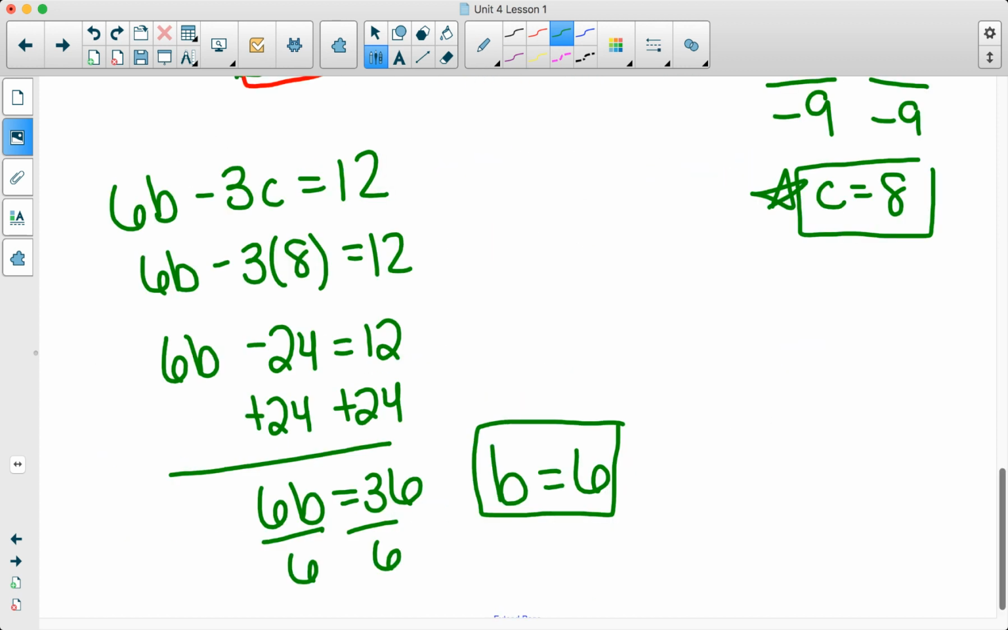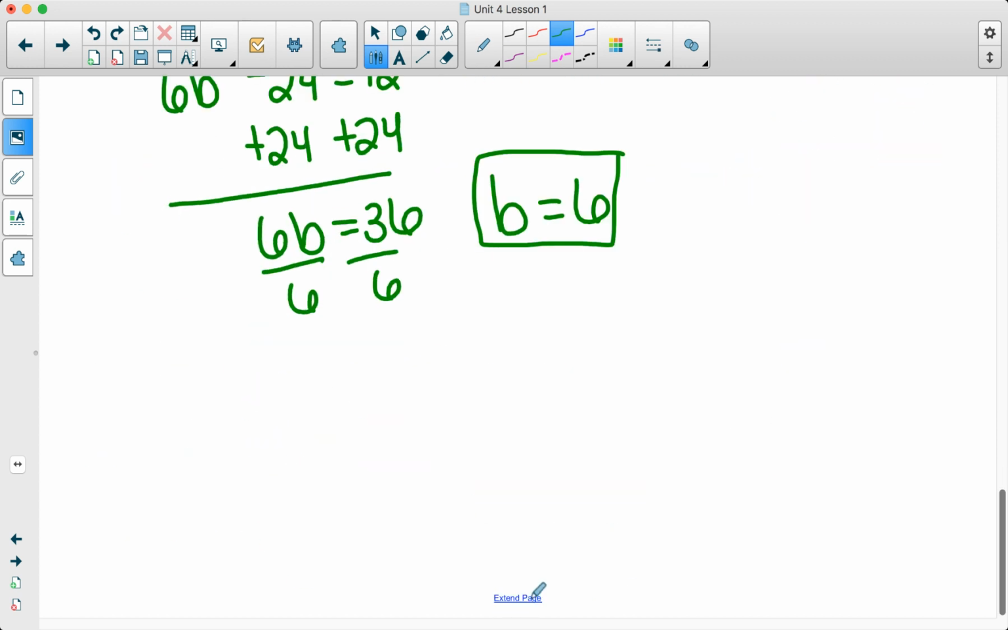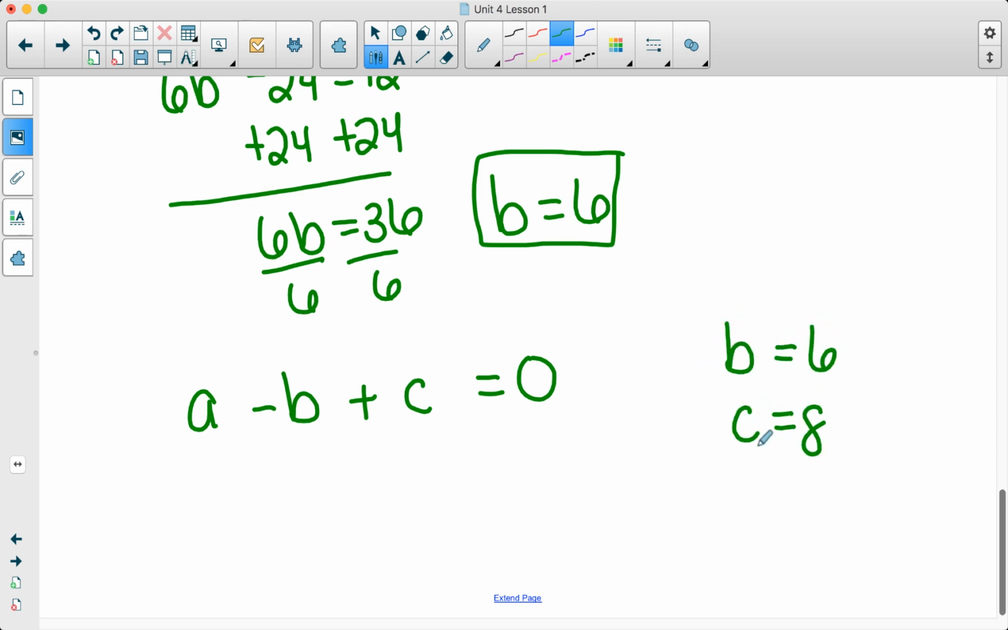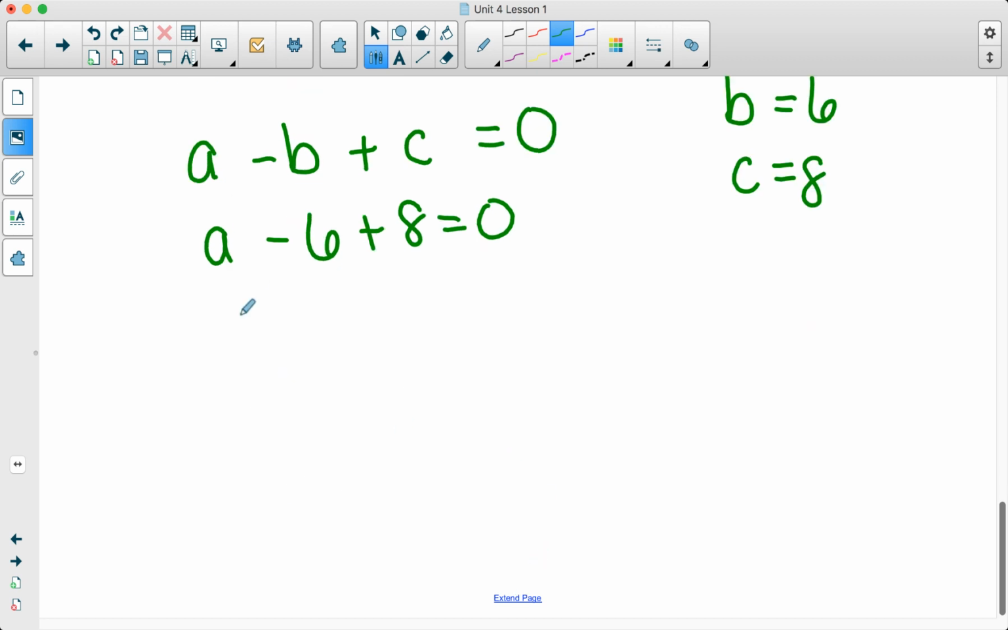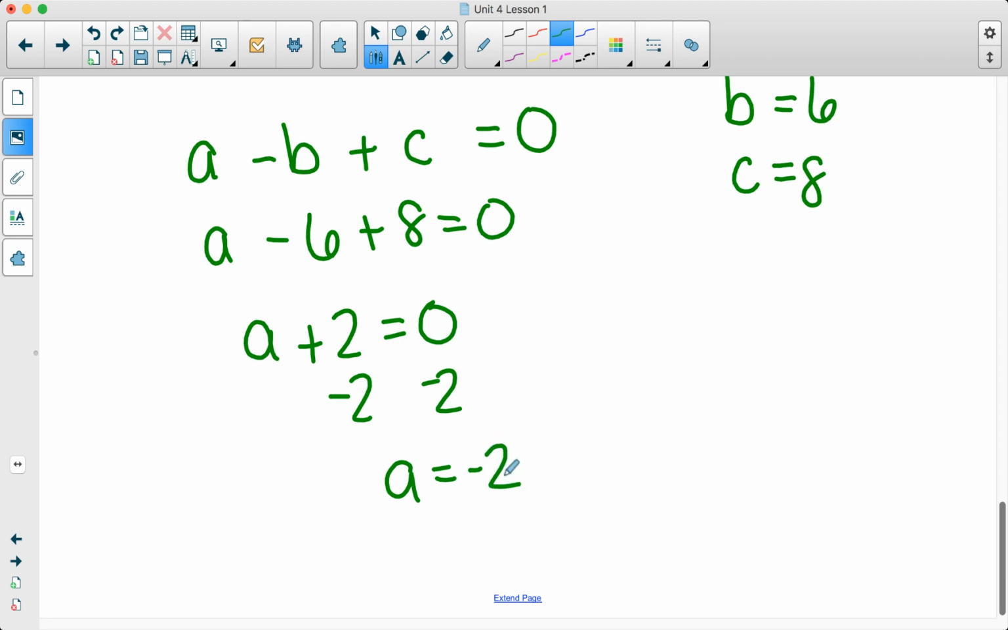So I'm going to go back down. All right, and the original equation was a minus b plus c is equal to 0. I know that b is equal to 6 and c is equal to 8. So I'm just going to substitute these in. Don't know what a is. A minus 6 plus 8 equals 0. Combine like terms. -6 plus 8 is 2 equals 0. Solve for a. Subtract 2 from both sides. A is equal to -2.